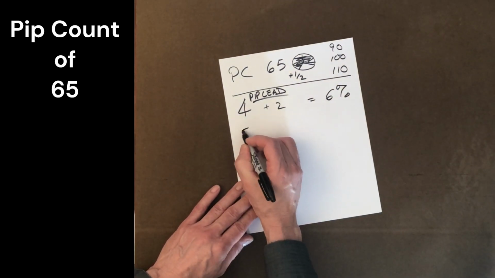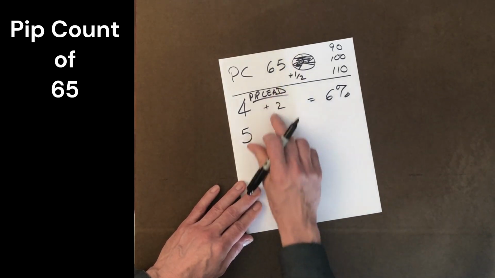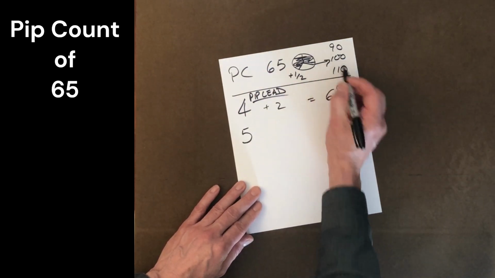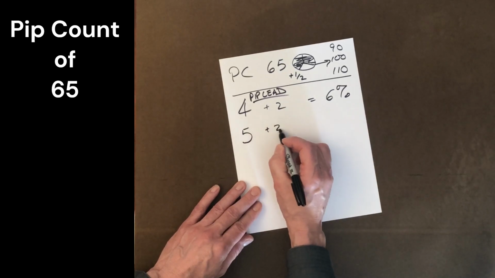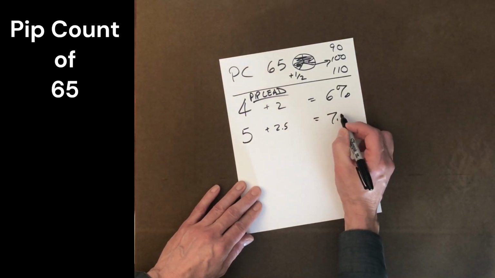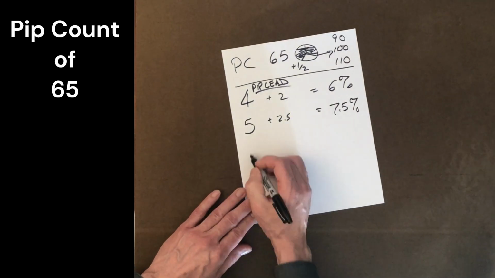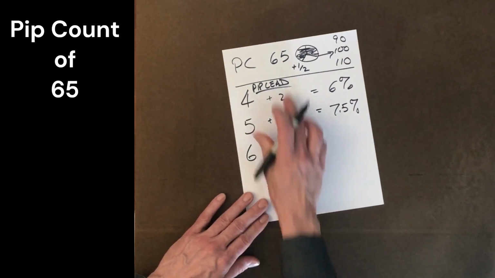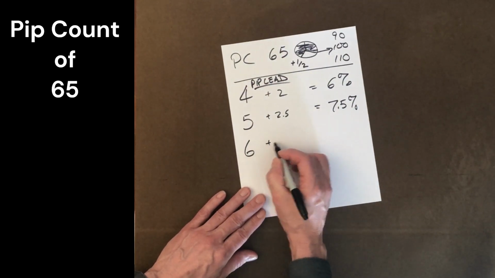6%. 5. We're going to add half of it. This gets us right to 100. 7.5%. Pip lead of 6 with this pip count. We're going to add half.